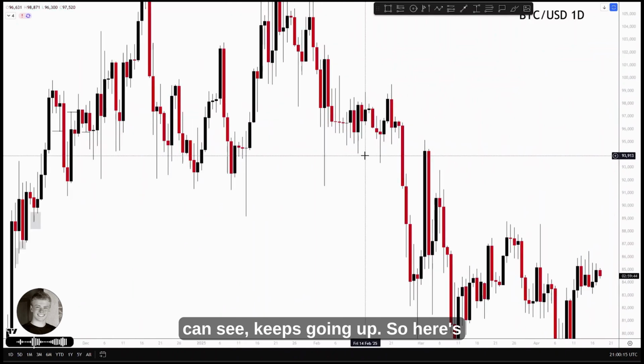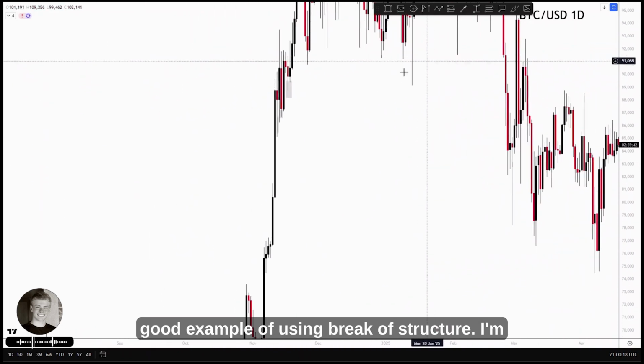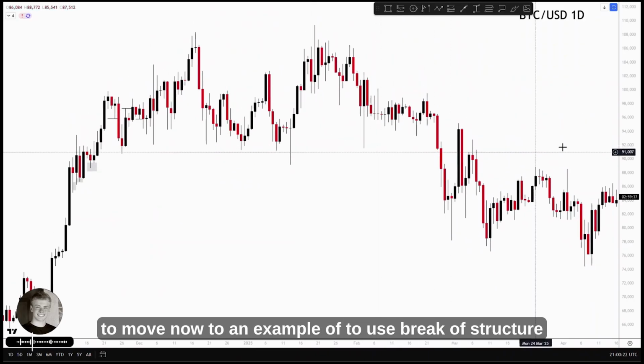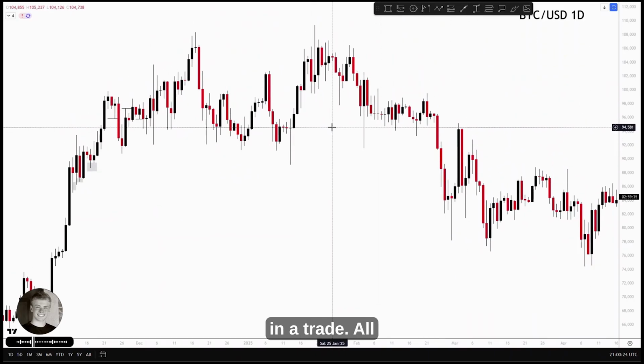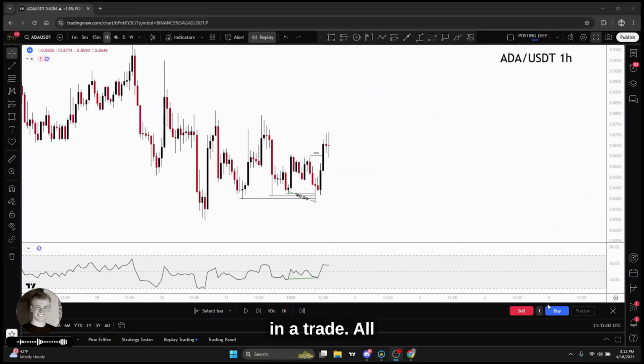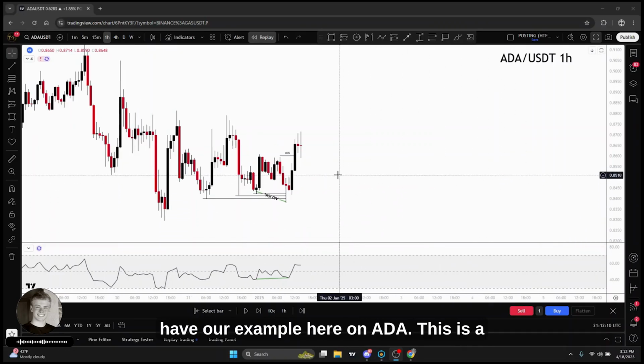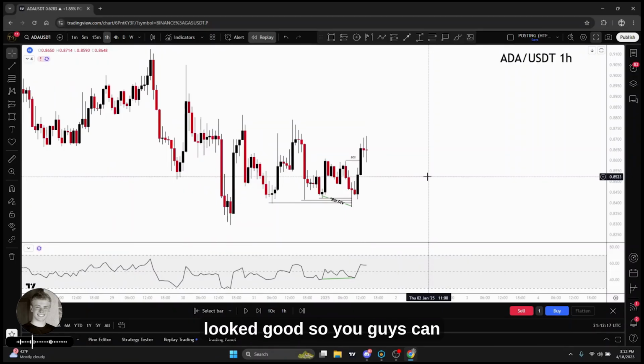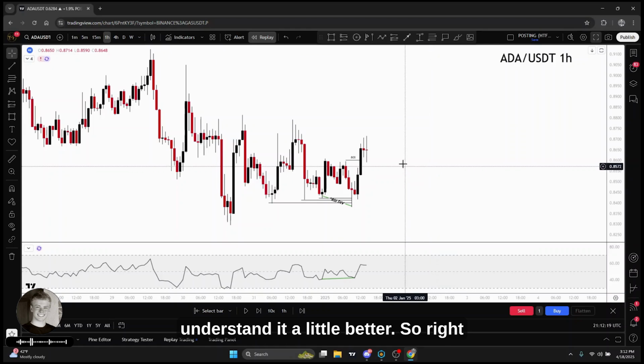Okay, so here's a good example of using break of structure. I'm going to move now to an example of how to use break of structure in a trade. All right, so we have our example here on ADA. This is a very cherry-picked example, but I wanted to find one that looked good so you guys can understand it a little better.